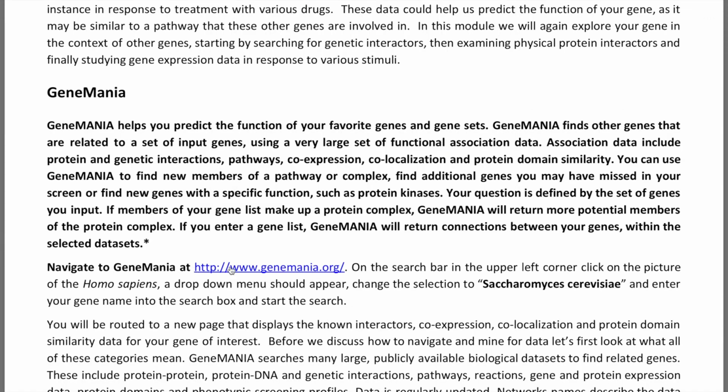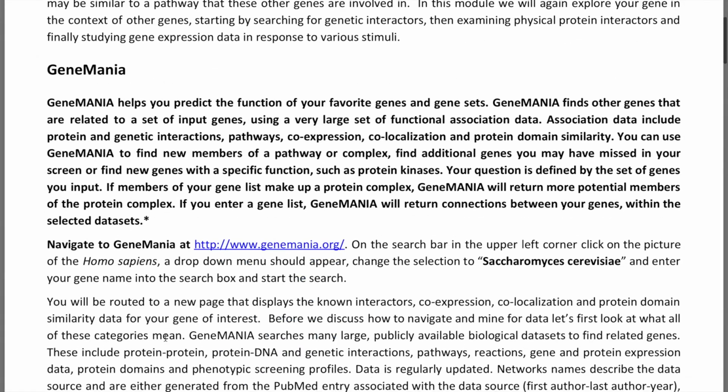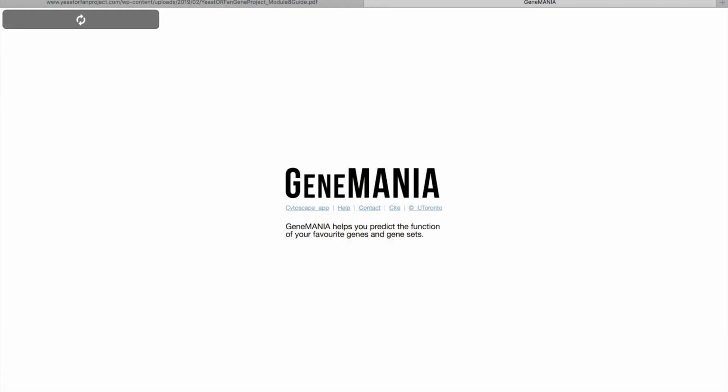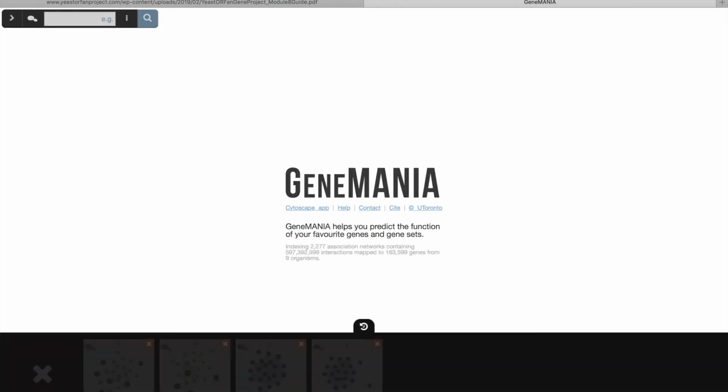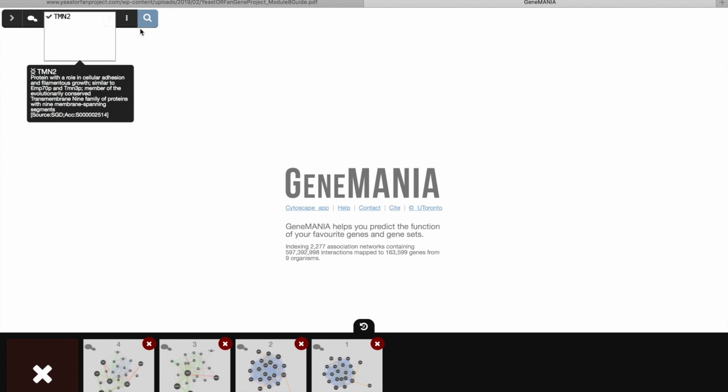So we're going to open that up. GeneMANIA finds other genes related to a set of input genes using a large set of functional association data. So the protein and genetic interactions, the pathways, the co-localizations, and the protein domain similarity. So I'm going to start by putting my gene name in the top search bar corner. And I'm going to be using TMN2 today.